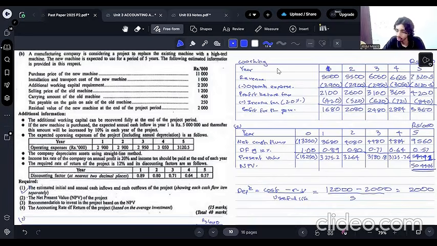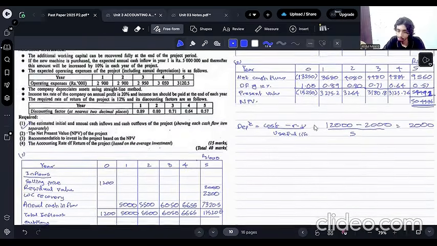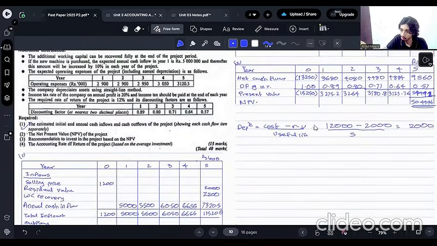So that is done. Then next, NPV is done. This is the second requirement. Then the third requirement, you can say, since the project generates a positive NPV, it is recommended to invest. You can simply say like this, you're going to get 1 mark for that.